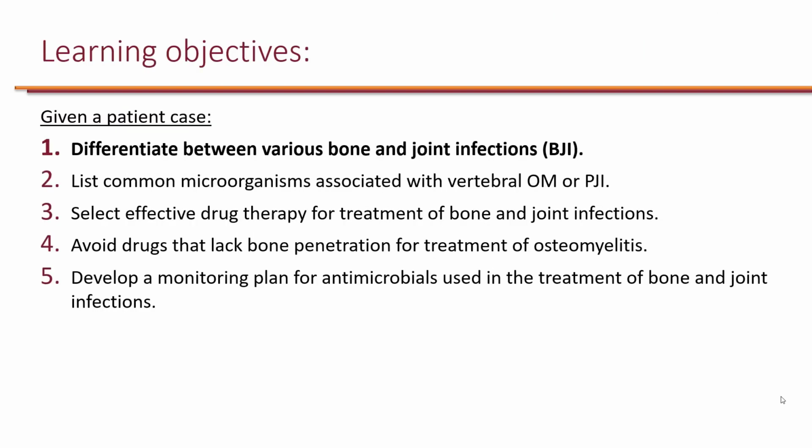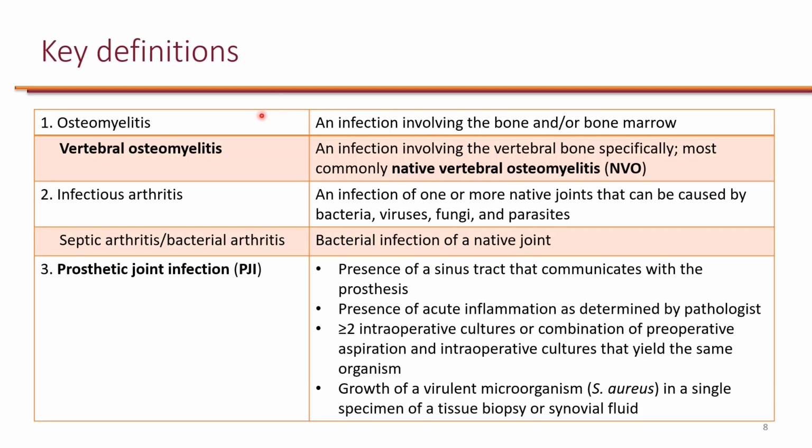The first learning objective is, given a patient case, differentiate between various bone and joint infections. Osteomyelitis is an infection involving any bone in the body or bone marrow. Osteomyelitis of the vertebra is specifically called vertebral osteomyelitis. Infectious arthritis is an infection of native joints that can be caused by bacteria, viruses, fungi, or parasites. Septic arthritis or bacterial arthritis is specifically a bacterial infection of a native joint.